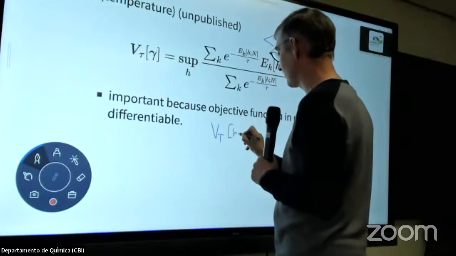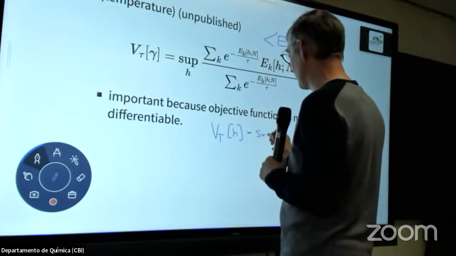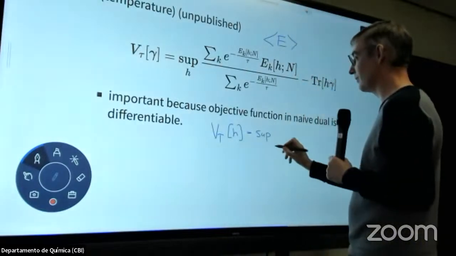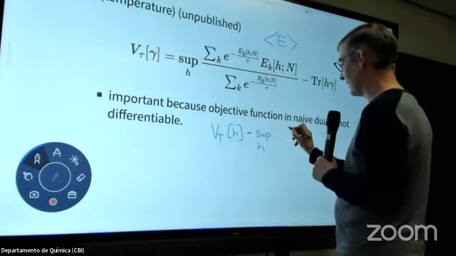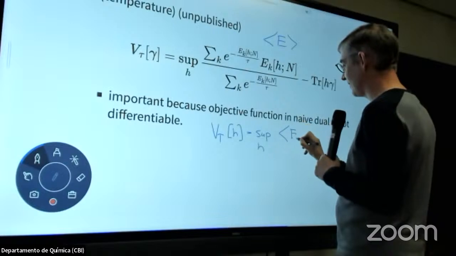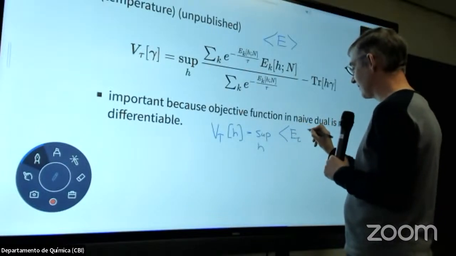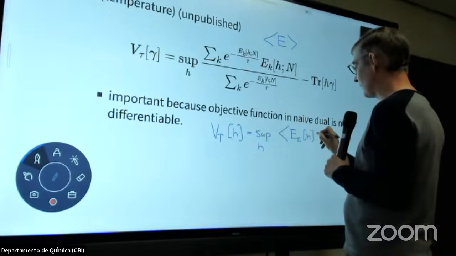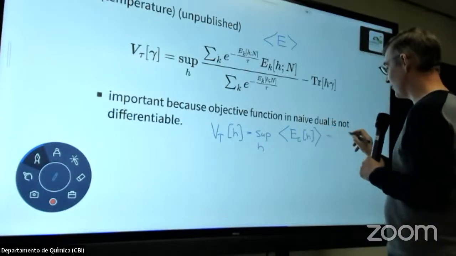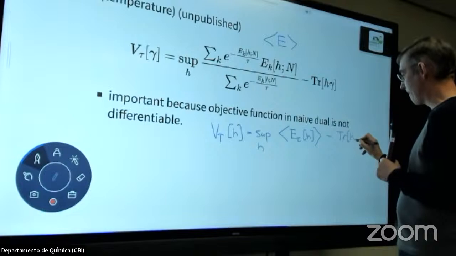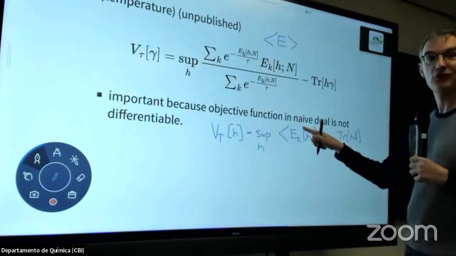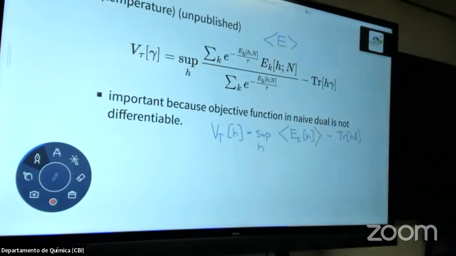tau of H, which is the supremum over H of, and let's just write it in a form that makes the most sense. It's the average energy of H instead of the ground state energy of H, right? This functional is smooth, it's differentiable, it's still convex, it's a beautiful form, right? Okay, and the next slide.